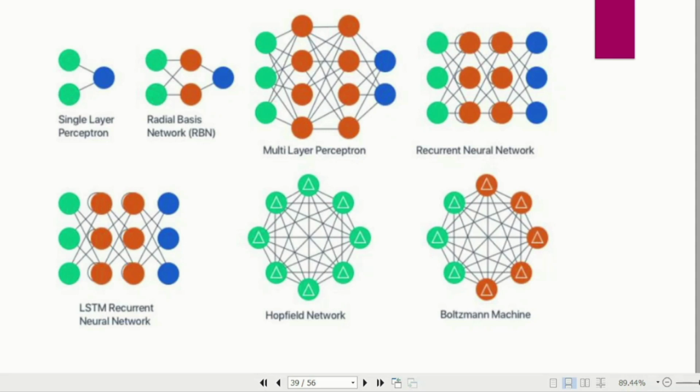Next is LSTM, long short term memory neural network. What actually it is? A memory cell is incorporated into the hidden layer of the neurons, and that is said to be the LSTM network.